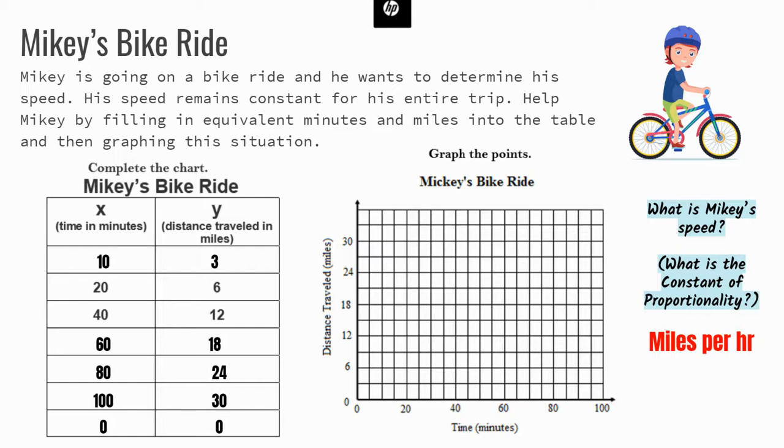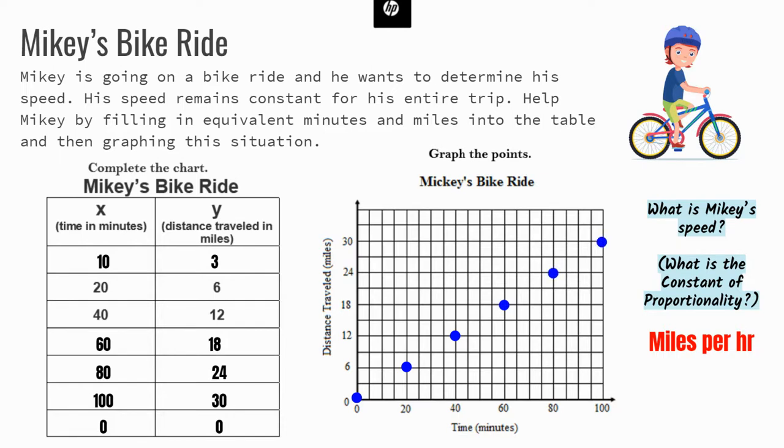So the next thing we need to do is graph the points of Mikey's bike ride onto the graph. So I go ahead and graph 0, 0. Now I'm not going to graph every single one of these points, but I'm going to graph a point at each interval that's on the x-axis. So I would graph a point at 20, 6. I would graph another point at 40, 12, 60, 18, 80, 24, and 100, 30.